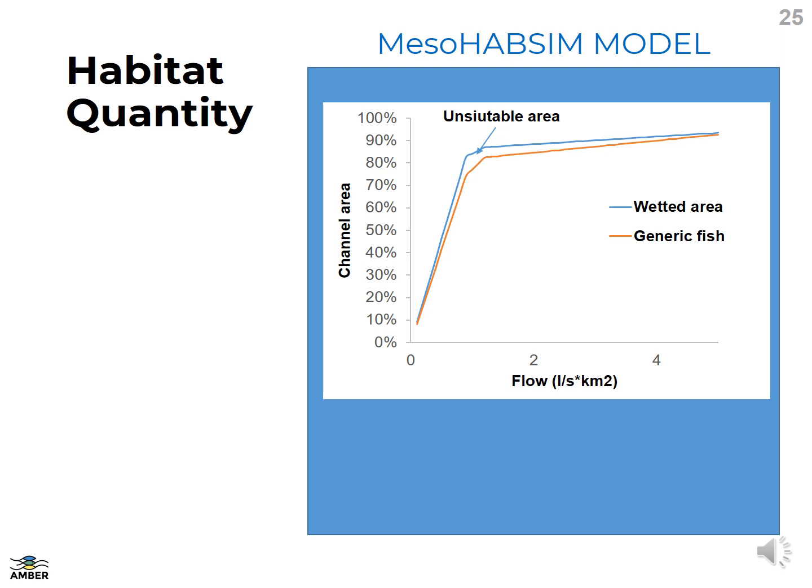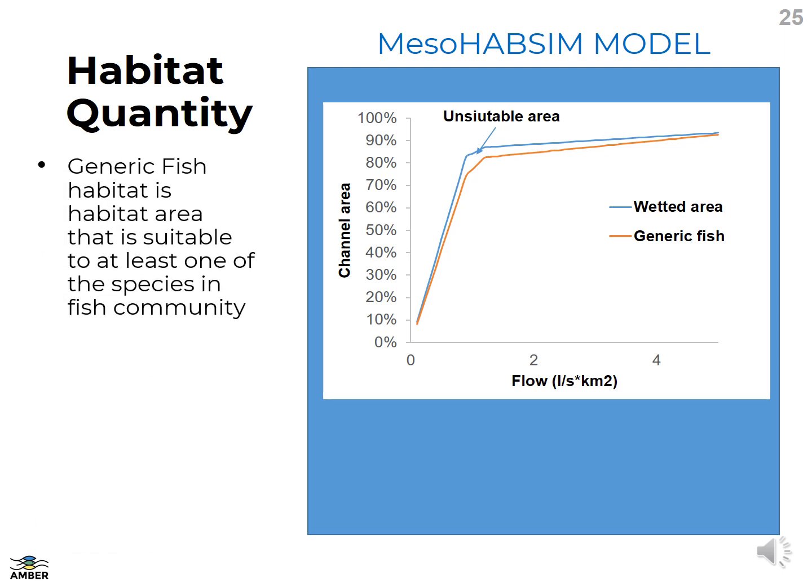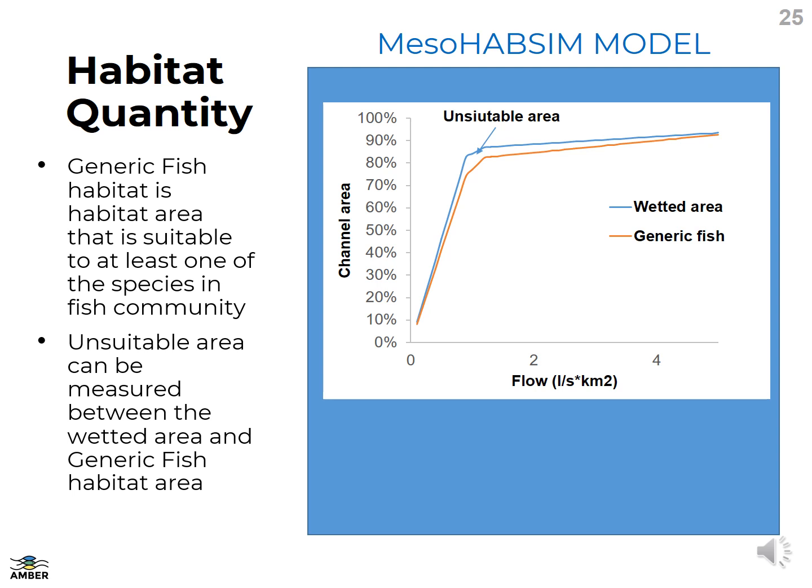The second metric to be used in the restoration alternative analysis diagram is the amount of unsuitable area, which is calculated as a difference between the rating curve representing the total amount of wetted area and the rating curve representing the total amount of habitat for so-called generic fish. Generic fish habitat is the habitat area that is suitable for at least one of the species in the community. So if it is suitable for 1, 2, or 3, it is calculated once. And as mentioned before, it can be measured between wetted area and generic fish habitat area. The size of the bubble on the RAA diagram is reflecting proportionally the amount of unsuitable area.